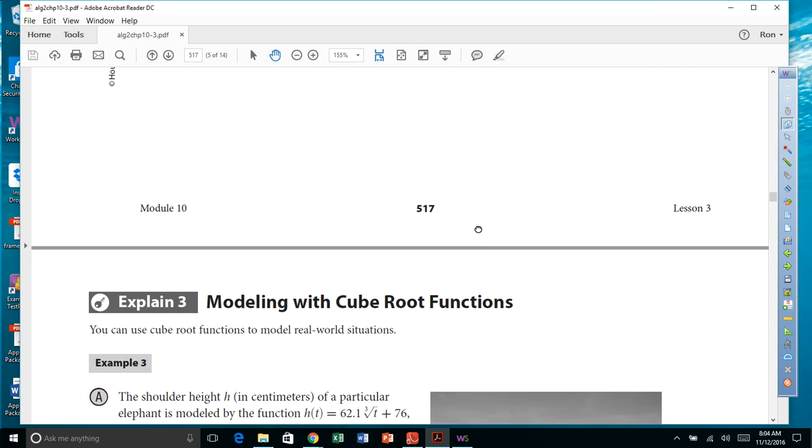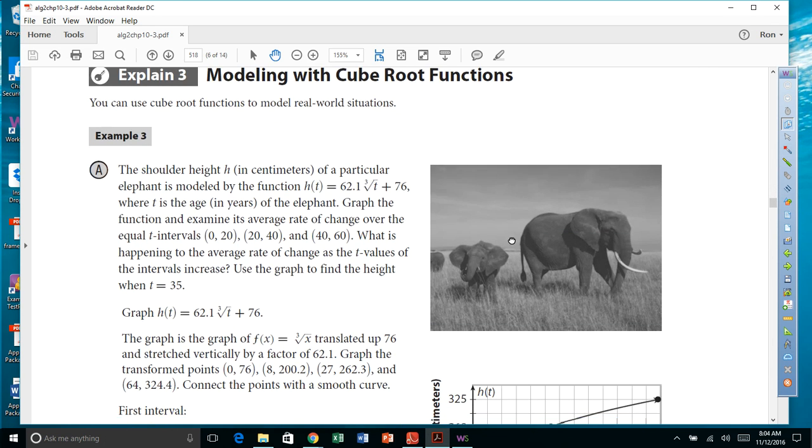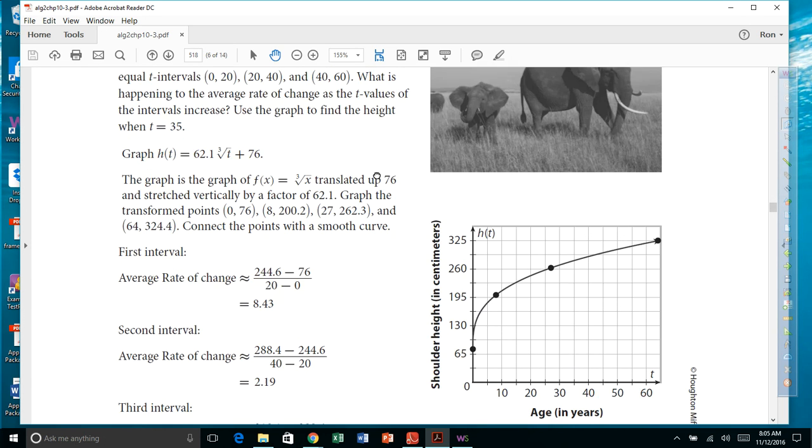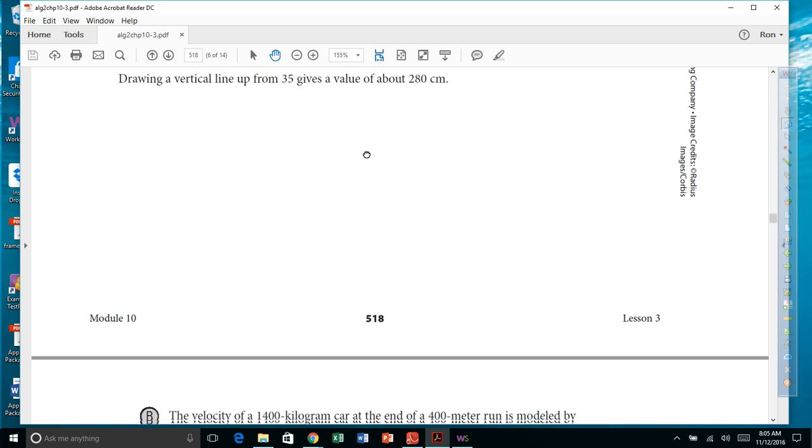What do we got here? Modeling with cube root functions. You can use cube root functions to model real-world situations. So I'll let you do A, and when you come back, we'll do B together. All right.